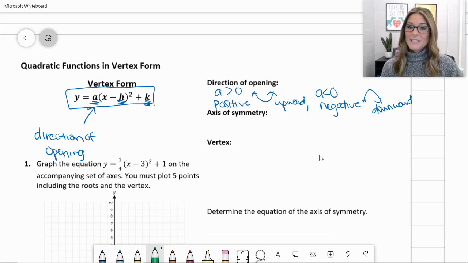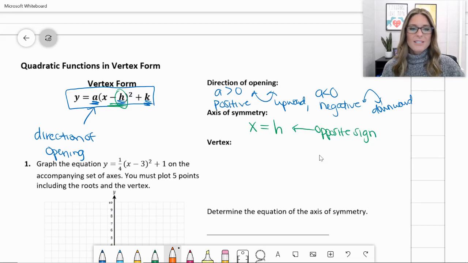All right, the next thing is your axis of symmetry. Your axis of symmetry, we still write that equation x equals to get that vertical line, and that's going to be x equals h from our formula. Now, look at our vertex form. It is negative h, so make sure you use the opposite sign here.